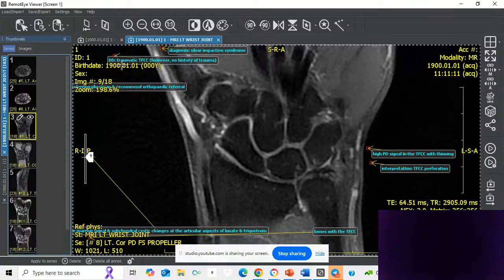Differential diagnosis: traumatic cause of triangular fibrocartilage complex tear. However, there is no history of trauma here. So the management here: I would contact the referring physician to convey the findings and to recommend orthopedic referral.